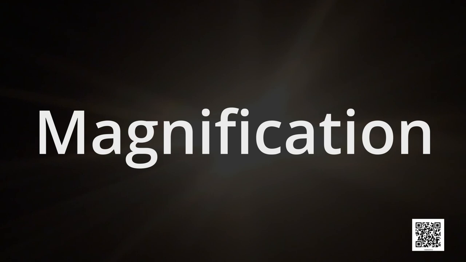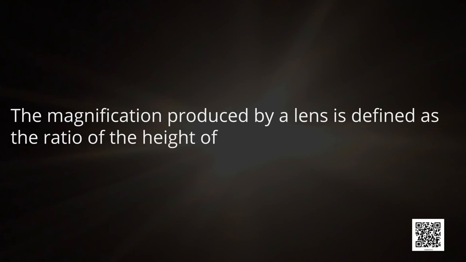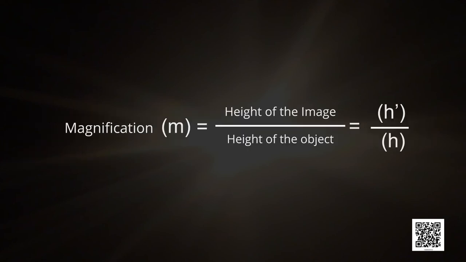Magnification. The magnification produced by a lens is defined as the ratio of the height of the image h dash and the height of the object h. It is represented by the letter m. M is equal to the height of the image h dash by the height of the object h. M is equal to h dash by h.